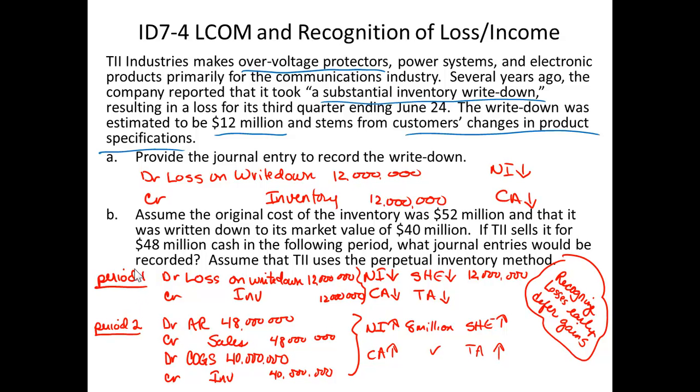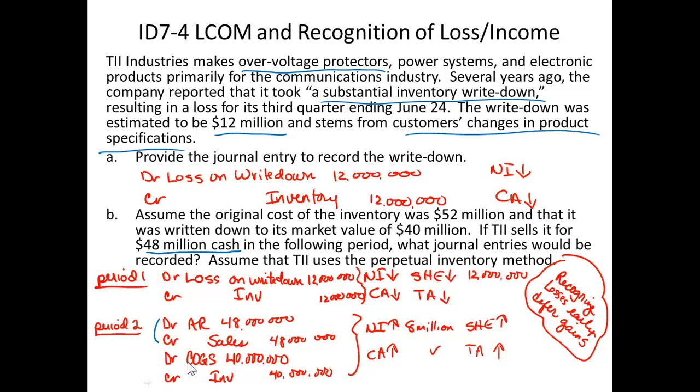But in Part B it says, what if after you took this write-down in period 1, in period 2 you're able to sell it for $48 million cash? Then what would be the entry? Well, first take the money. Debit accounts receivable, credit sales for $48 million. That will push your net income up $8 million and thus your shareholders' equity up $8 million.